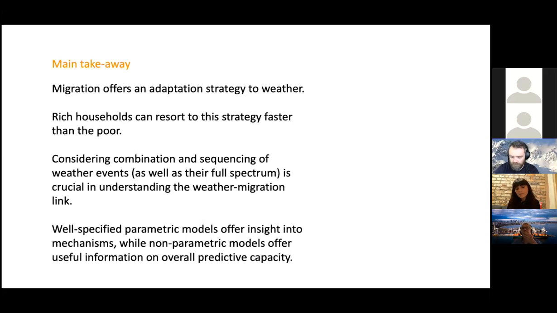And then one upside is, I think for a lot of people, there's a huge cost to learning machine learning tools, especially for sociologists. I think many sociologists don't have this kind of training. But here we see that domain knowledge can make up for not having access to ML tools, at least in this instance. If we have well-specified parametric models, they can offer us insight into the underlying mechanisms. But I want to underline that non-parametric ML methods are also useful in understanding whether we can predict things and how much we can explain.